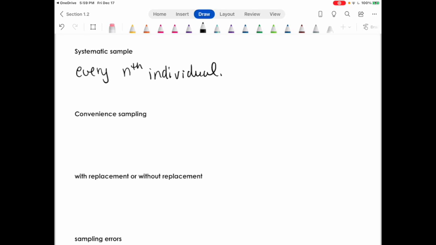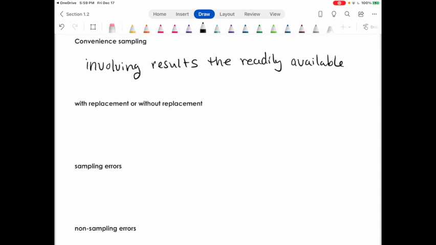Okay, so let me write that down. Convenience sampling would be involving results that are readily available.